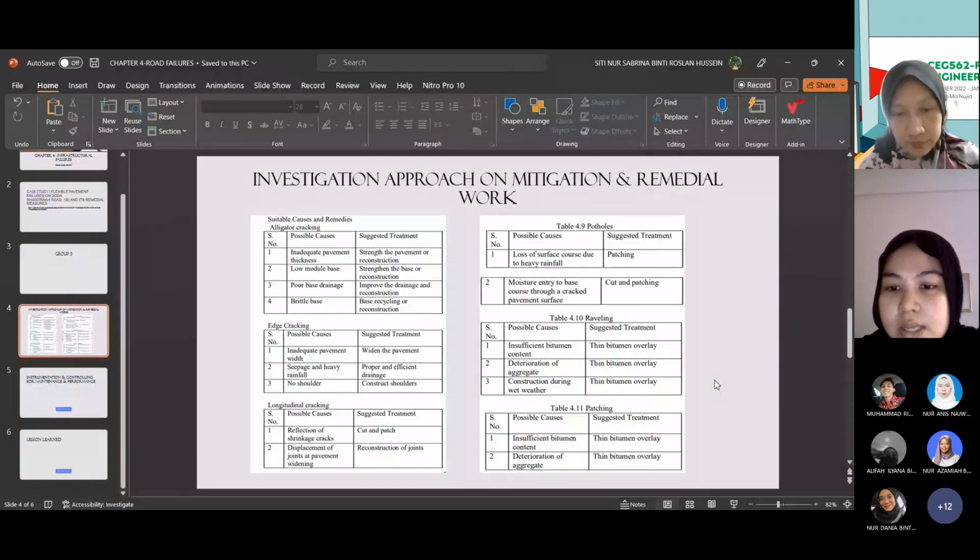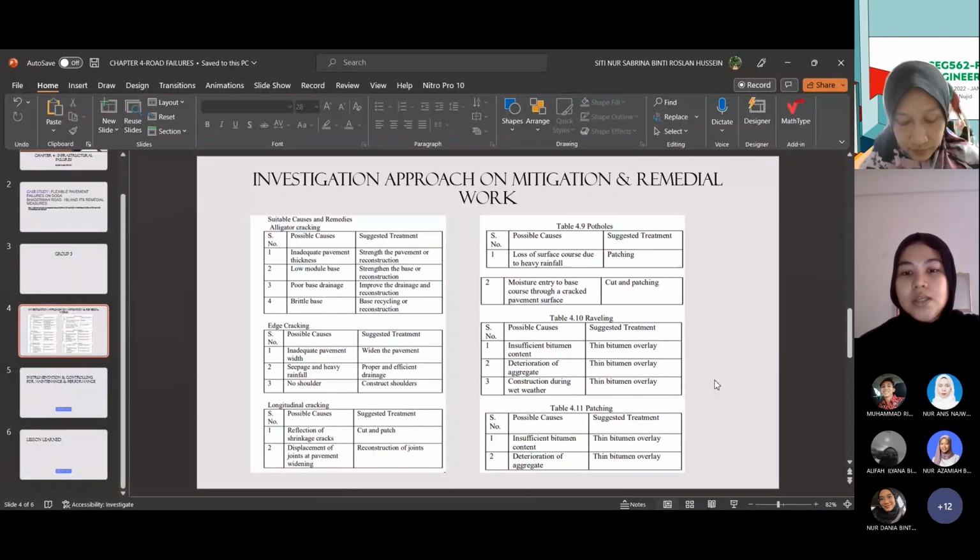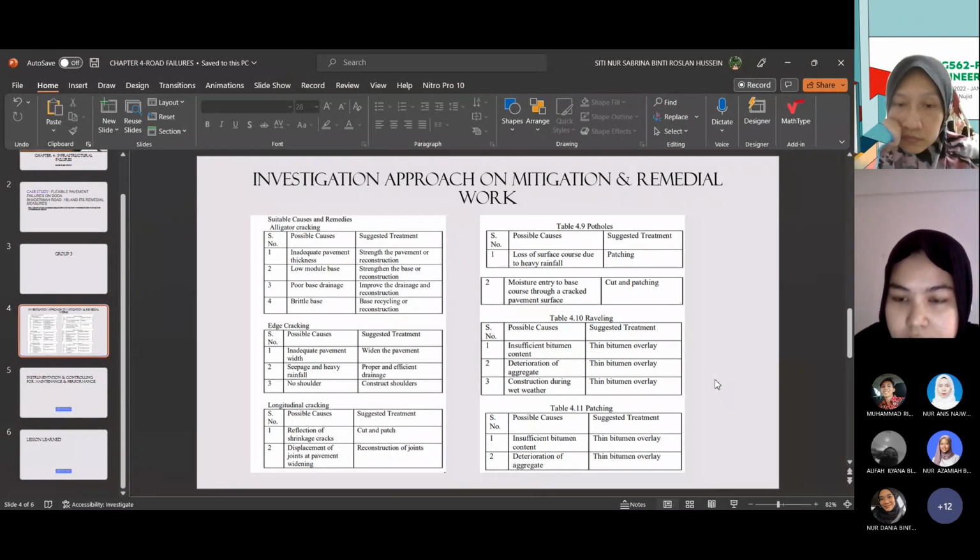So lastly, for patching, which the possible causes are insufficient bitumen content and deterioration of aggregate. The suggested treatment also by using thin bitumen overlay.